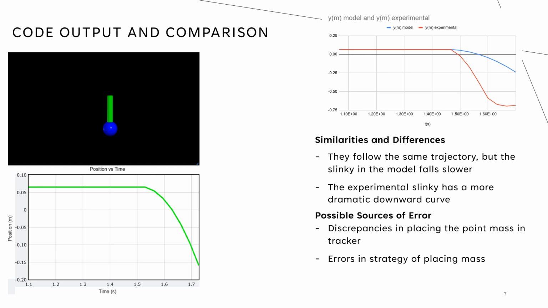So possible sources of error are discrepancies in placing the point mass in tracker, and errors in the strategy of placing the mass. Also, there could be another force acting on the slinky that we were unaware about and therefore did not put into our model, which would have made the slinky fall a bit faster. Or also the mass that I got online for the slinky could have been inaccurate for the slinky that was used in the YouTube video that I took the tracker data from.